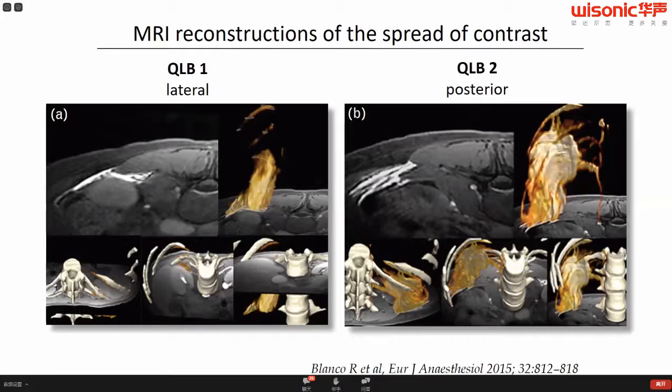These are MRI reconstructions of the spread of contrast, and when you compare the lateral with the posterior block, you can see in the posterior block more of the contrast dye is spreading to the spinal nerves and probably also to the paravertebral space. That means with the posterior block you will have a deeper and more profound block. We will also find a somatic and visceral block.